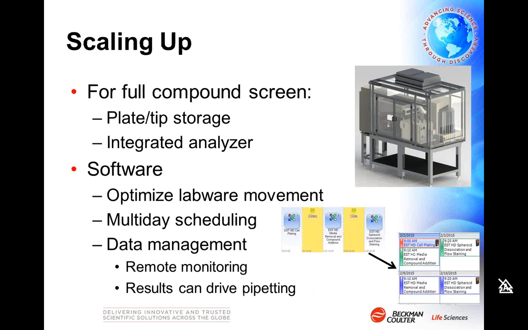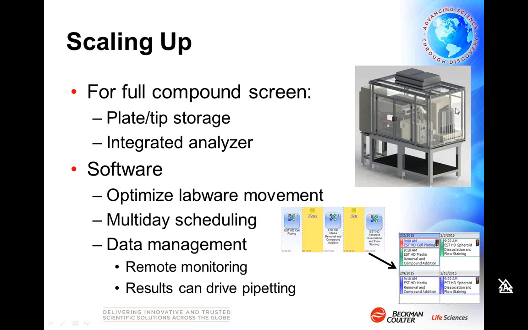So finally, now that we've basically shown that we've been able to automate the plating, the treatment, and the analysis phase, how would one actually scale this up beyond just a single plate or even just a small portion of a plate? And for this, obviously, there are a number of considerations. One is you will have a higher throughput. So this does require that plate or tip storage that I mentioned earlier.